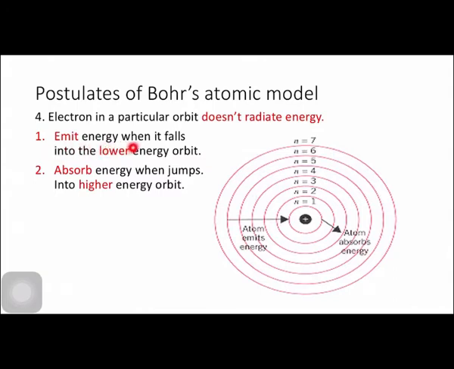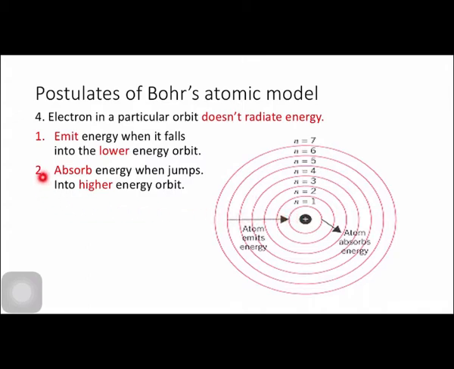Electron will emit energy when it falls into the lower energy orbit. To understand this, just look over here. Here the electron is present in orbit number 6, which is a higher energy orbit. Now the electron moves from this high energy orbit to orbit number 1, which is a lower energy orbit. So the electron will emit energy to accommodate this lower energy orbit.